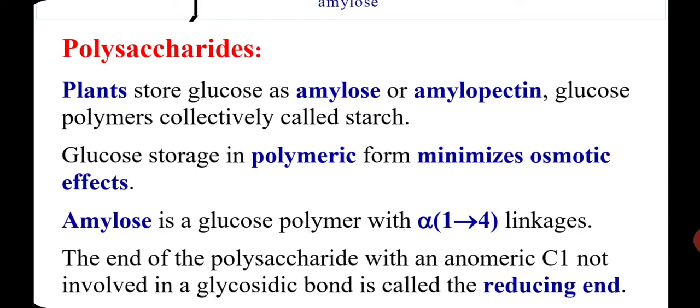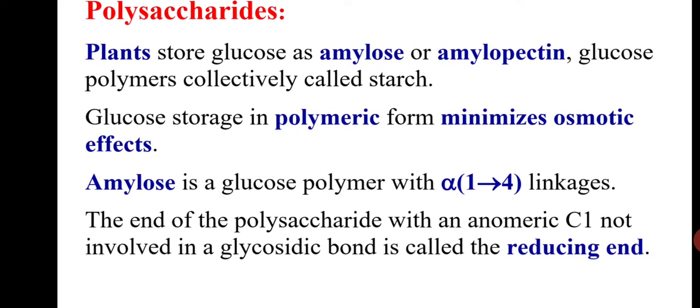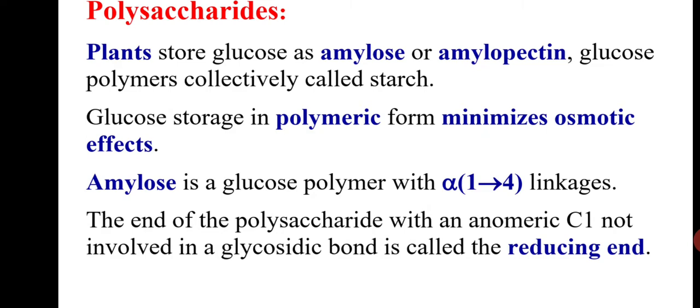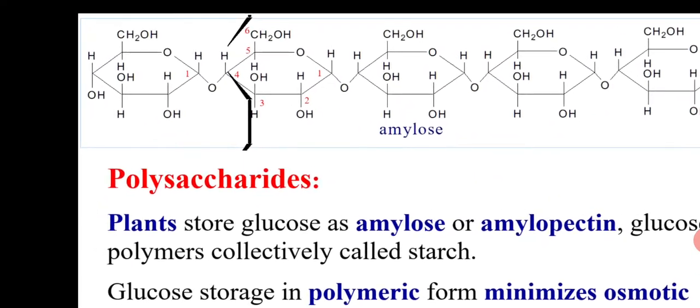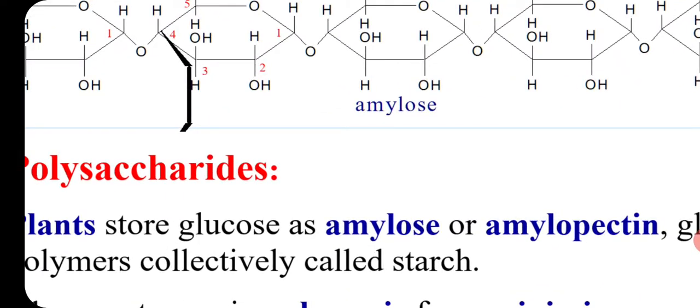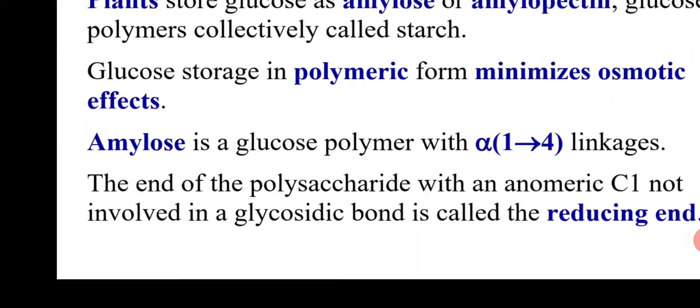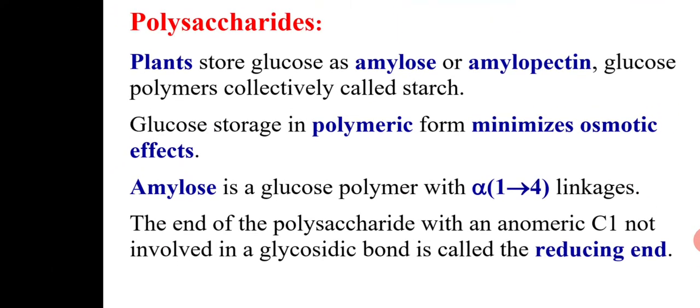And what are amylose and amylopectin? It is nothing but association of glucose, but there is a difference between them. Amylose is a straight chain of glucose molecules, glucose polymers with alpha 1,4 linkages. Same thing that I have discussed earlier also. This is amylose, which I have shown you just now. So amylose is association of glucose molecules in alpha 1,4 linkages.